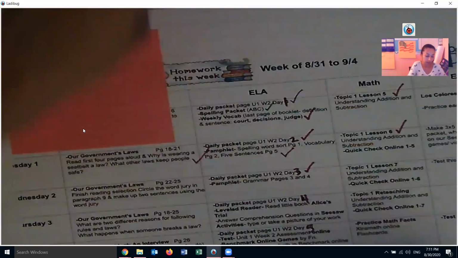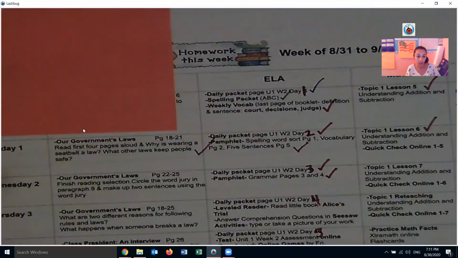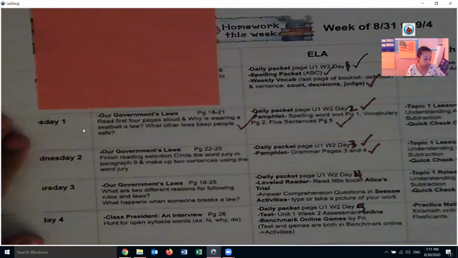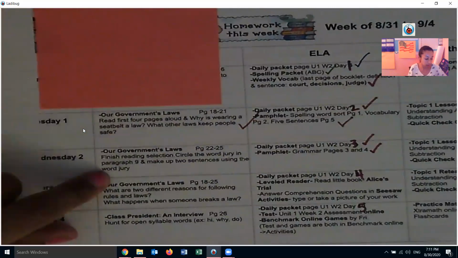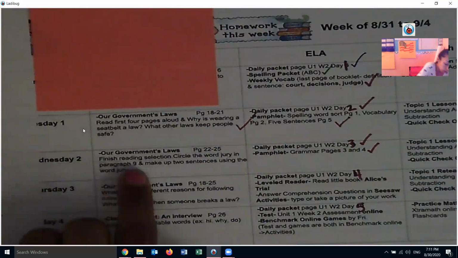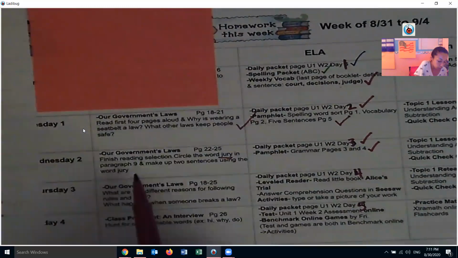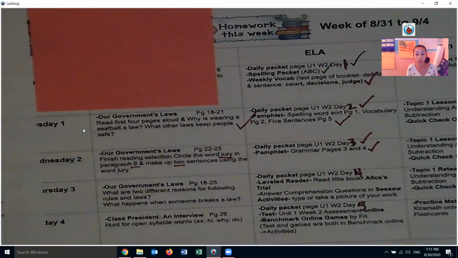All right, so that finishes our grammar pages in our pamphlet, 3 and 4, which moves us over now to our government's law. We're going to read 22 through 25. We're going to finish reading it and circle the word jury in paragraph 9 and make 2 sentences using that word jury. So I'm going to go to page 22.